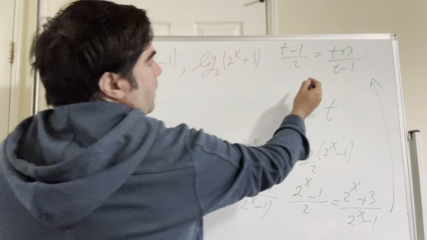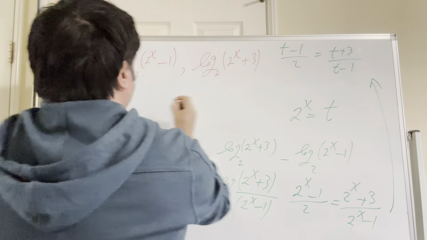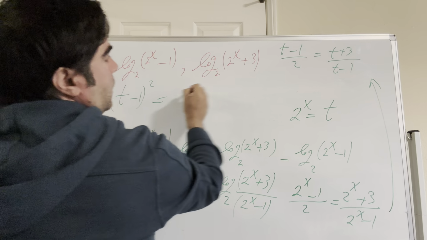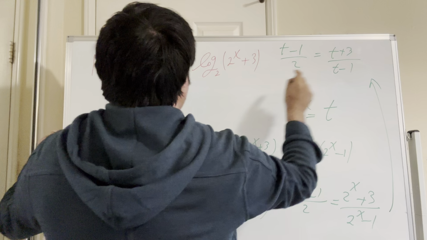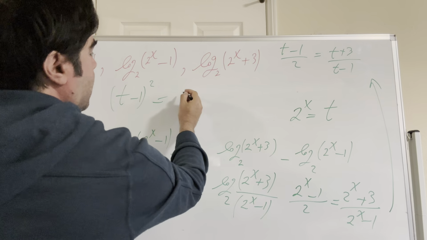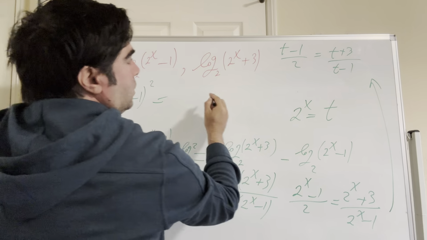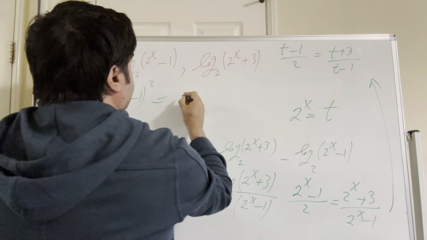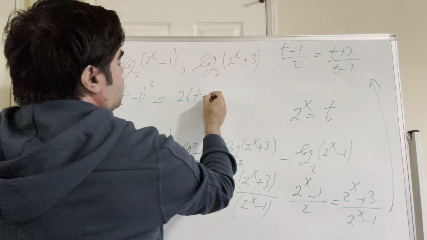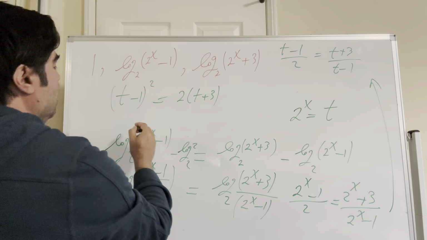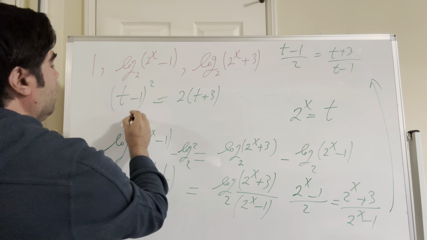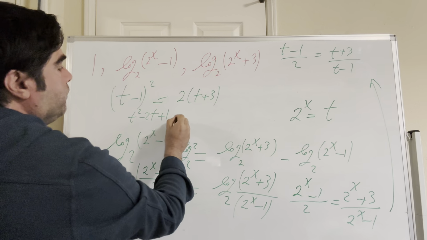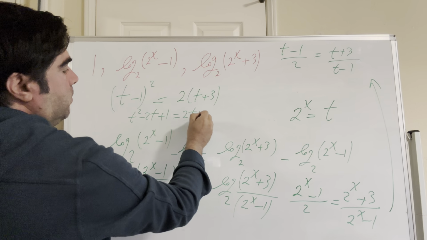So now I can use cross product. I'm going to write this as t minus 1 to the power of 2, right? t minus 1 times t minus 1 is t minus 1 squared. And then 2 times t plus 3. So it's going to be like this. Then I'm going to expand: t minus 1 squared is going to be t squared minus 2t plus 1, equal to 2t plus 3.